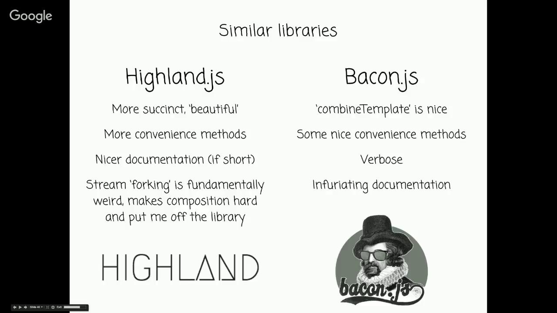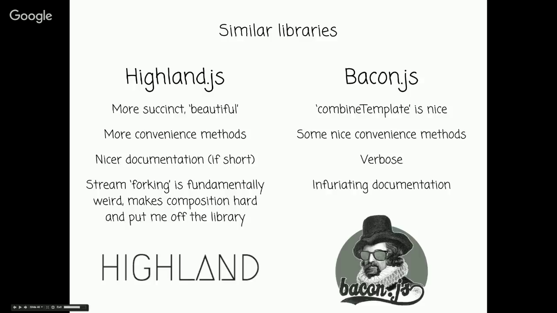Highland.js is more succinct. I call it a bit more beautiful. It's written by Caolan, I don't know his whole name. He did the async library and he did Nodeunit, so it's a prolific guy. But it's written by a front-end developer, so it's a bit more tasteful. It's nicer to look at.